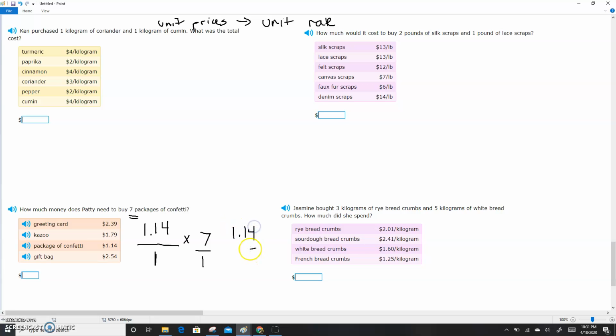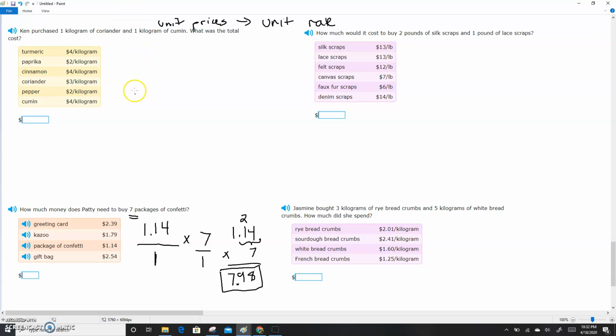Let's set this up right here. 7 times 4 is 28. We're going to carry our 2. 7 times 1 is 7, plus 2 is 9. 7 times 1 is 7. We have 2 numbers behind the decimal in the problem, so we need 2 numbers behind the decimal in our answer. So our answer is $7.98.